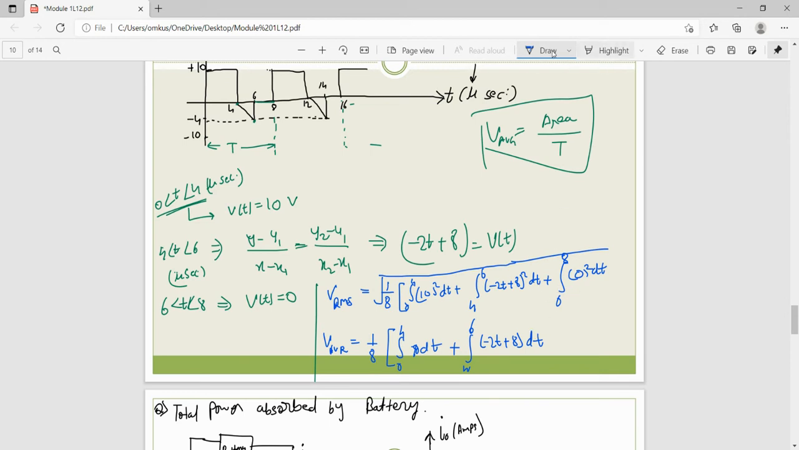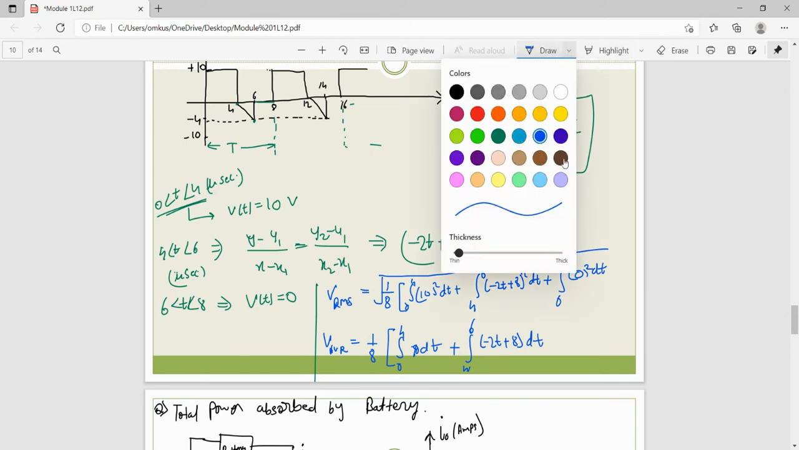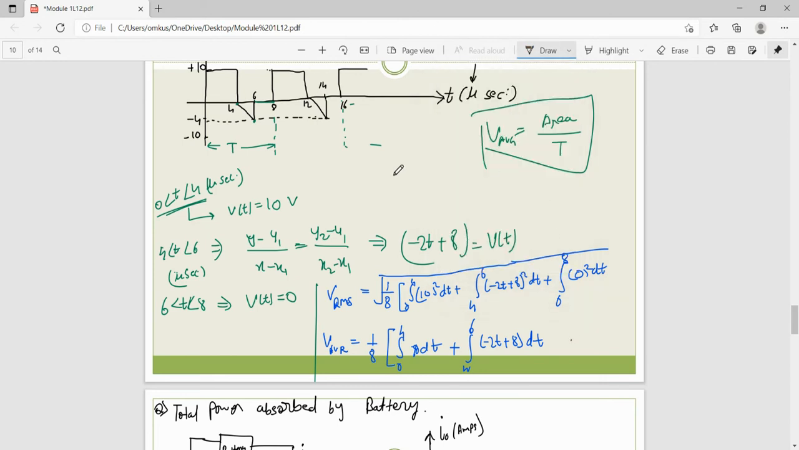When you solve this, you will find the value of this Vrms. I directly write here. Please try to solve this expression. When you solve it, you will get 7.16 as Vrms, and V average is equal to 4.5 volt.